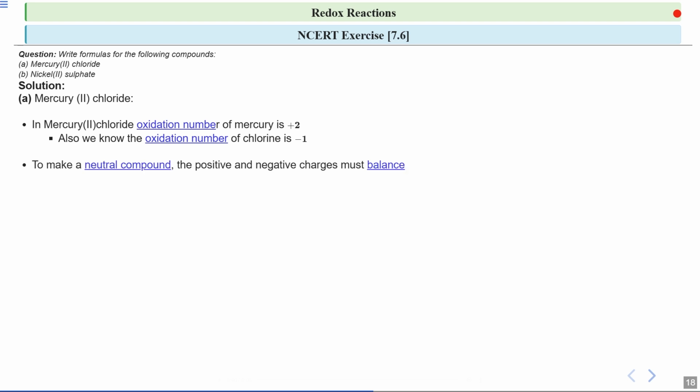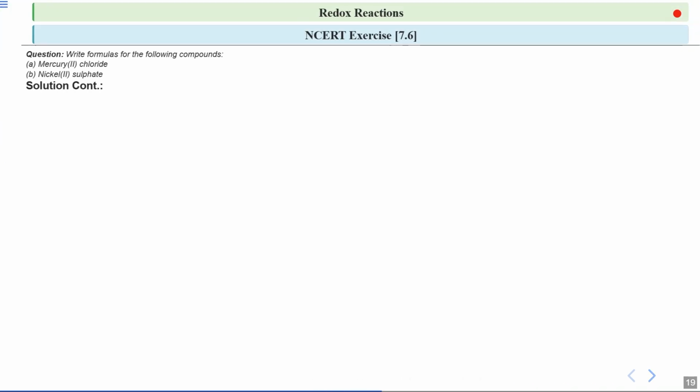The next step is to use the information of neutrality. To make the compound neutral, you have to balance the positive and negative charge, or positive or negative oxidation state. If you do that, what will happen? We have to form an equation.